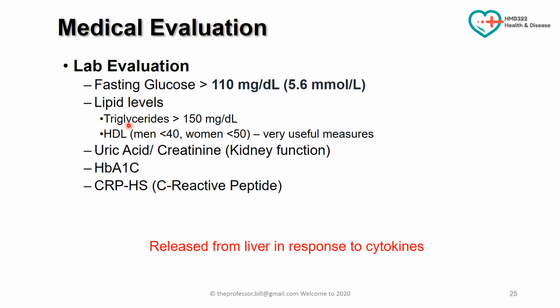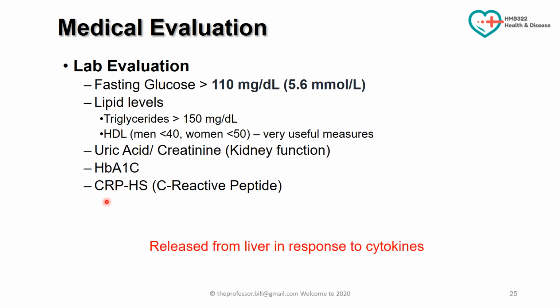So again, for me, my lab evaluations had high fasting glucose levels. My triglycerides were high. My HDL levels were still pretty good. They were above 40. And my HbA1c also indicated I had high glucose levels for at least the last 3 months. It was above normal.